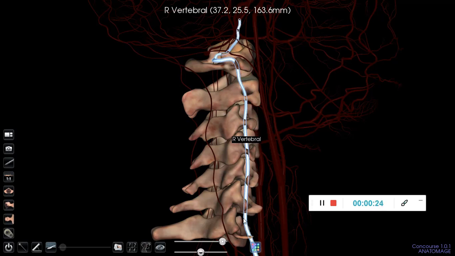So the transverse foramen is one of the identifying factors. It's a way you can tell the difference between a thoracic vertebra and a cervical vertebra, and it's an identifying factor of a cervical vertebra. So you can use that to figure out what kind of vertebra you're looking at. Is it cervical, is it thoracic, or is it lumbar?